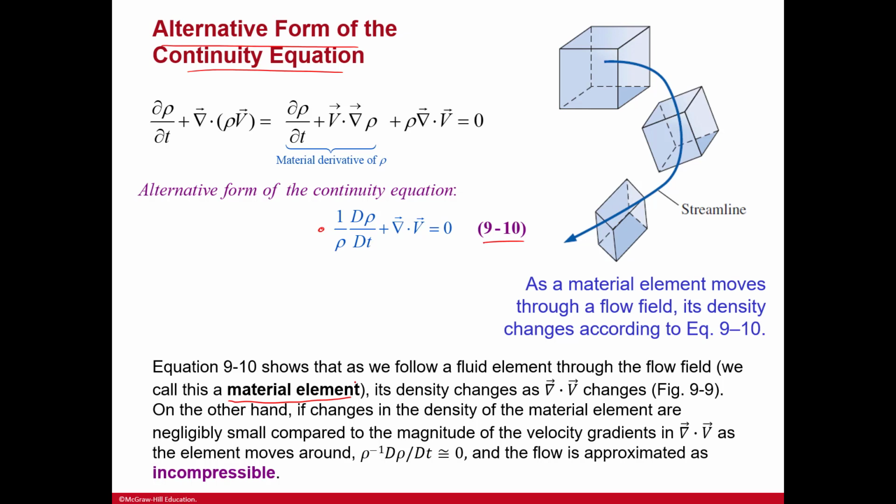compared to the magnitude of the velocity, so if we have a very small magnitude of velocity gradients and a very large amount of that, right? We have the material change. But on the other hand, if it's very small compared to the magnitude or a lot of the velocity gradients, as the element moves around, then the flow is approximated as incompressible. So it doesn't have to have completely no material changes in regard to the density. It just needs to be comparatively on a small scale.